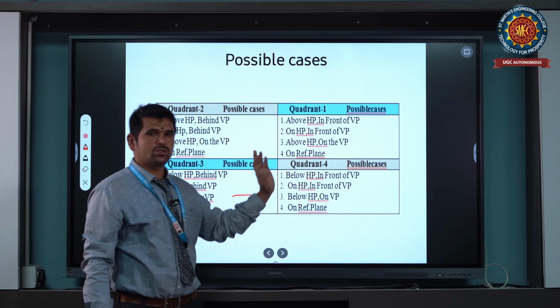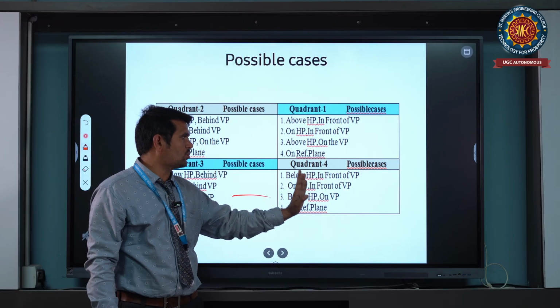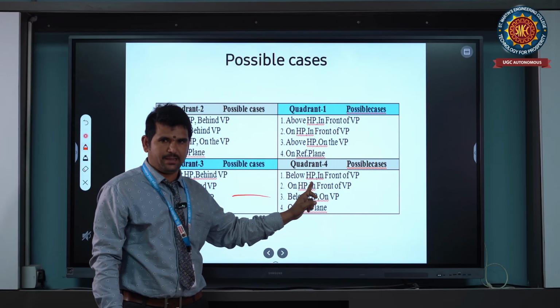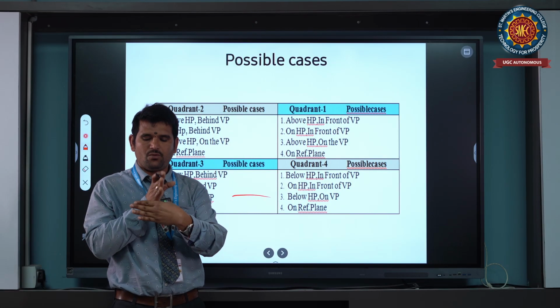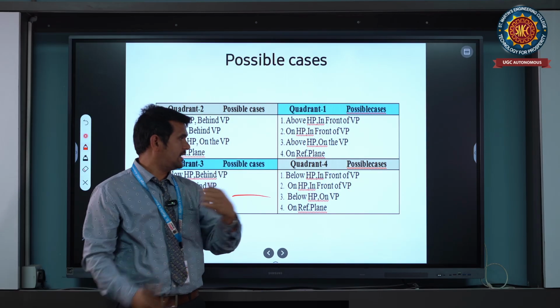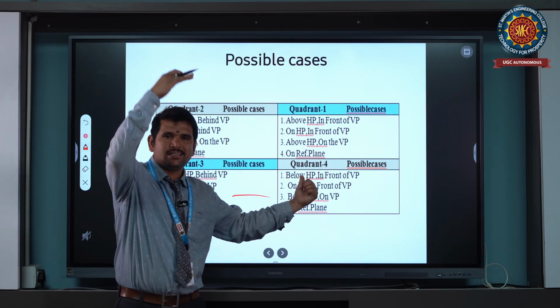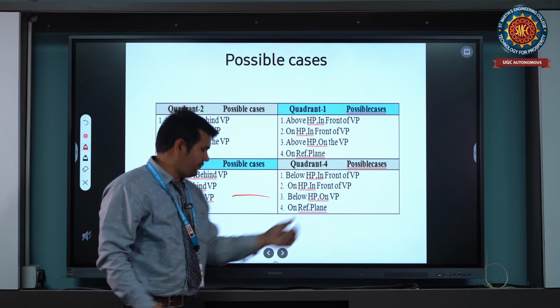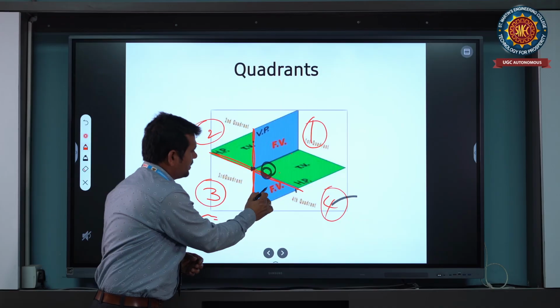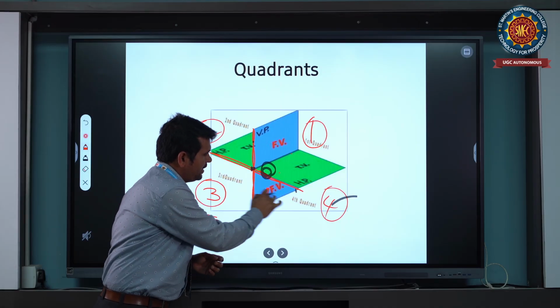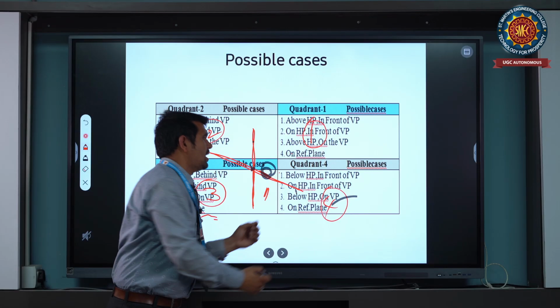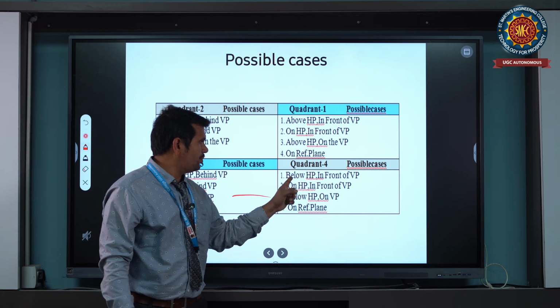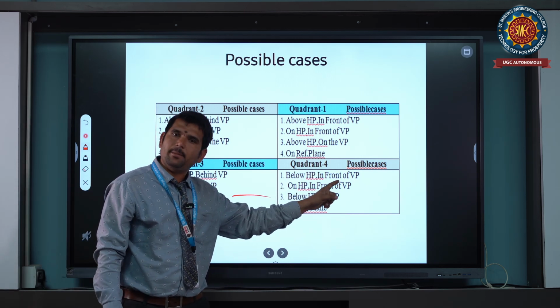Now the fourth quadrant. The possibility cases of the fourth quadrant: below HP. See, the planes are over; first, second, third are over. Now the fourth quadrant is there. So see here, that is related to the HP as well as VP. Below the HP, in front of VP. So that is the fourth quadrant related.